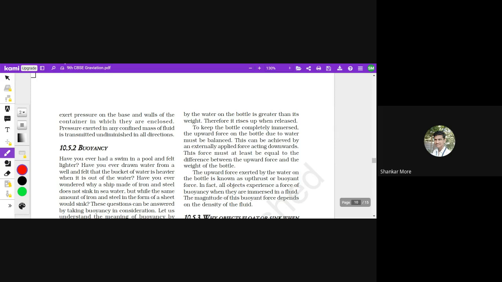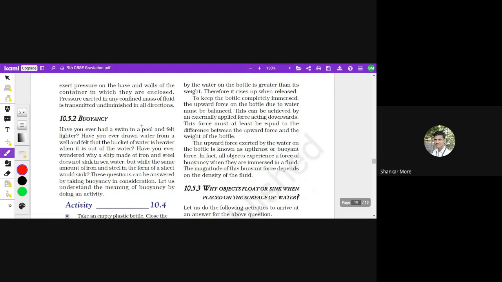So first concept that we are going to learn is about buoyancy. So what is buoyancy? Have you ever had a swim in the pool and felt lighter? Have you ever drawn water from well and felt that the bucket of water is heavier when it is out of the water? Have you ever wondered why a ship made of iron and steel does not sink in the seawater, but the same amount of iron and steel in the form of sheet or in the form of block would sink? So these questions can be answered by taking buoyancy in consideration.